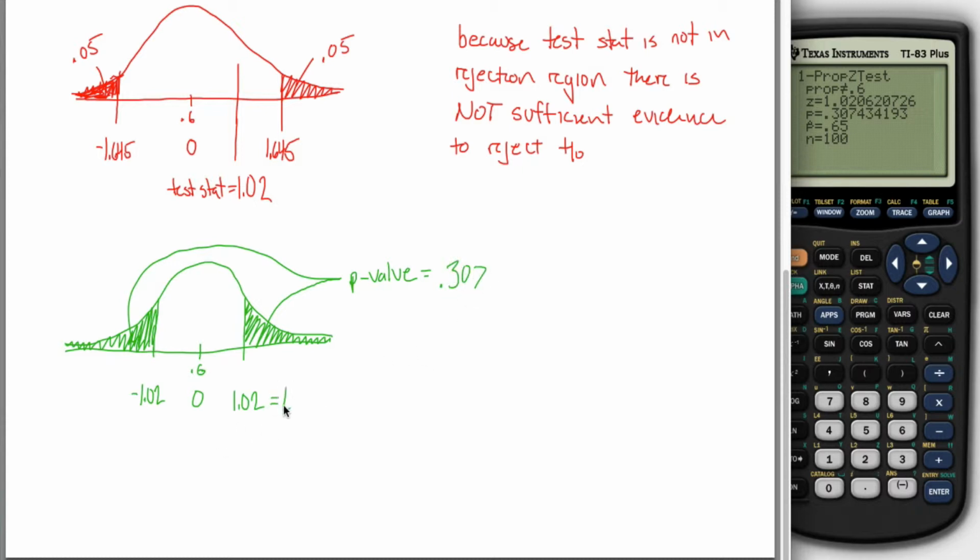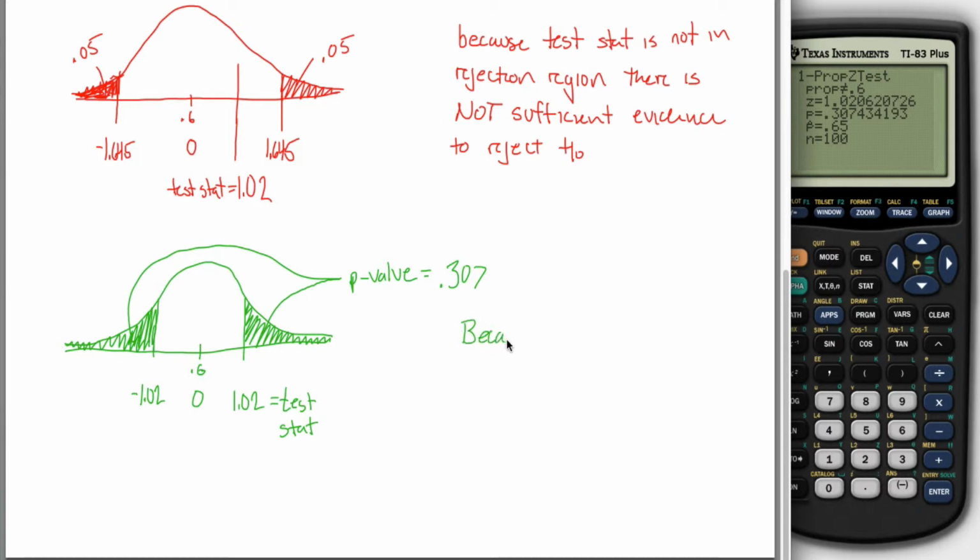So this is my test statistic. This is the negative of my test statistic. And then that shaded region is my p-value. But it turns out that this picture is sufficient to draw your conclusion. We'll have the same conclusion we had up here. There's not going to be enough evidence to reject the null hypothesis, but my reasoning on why is now different.